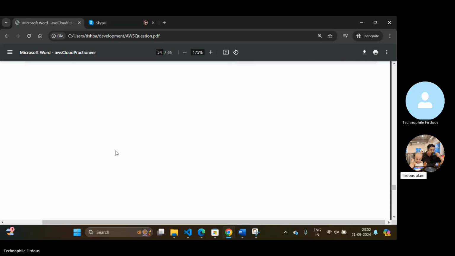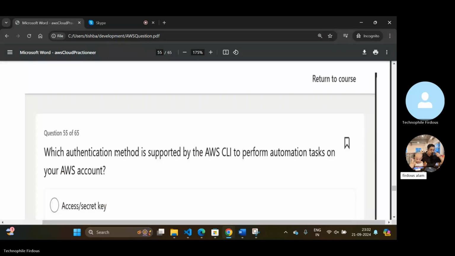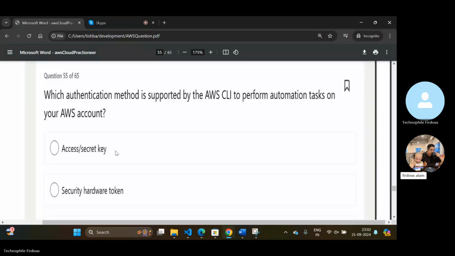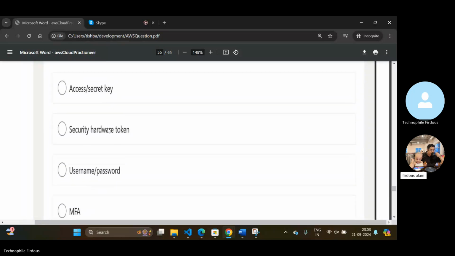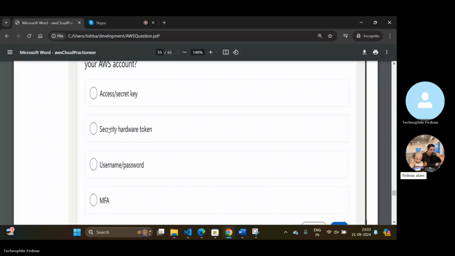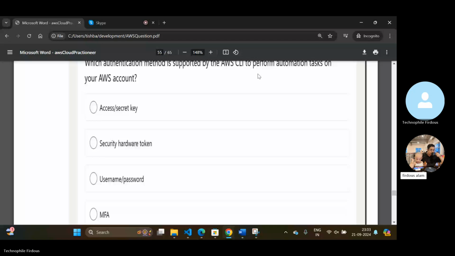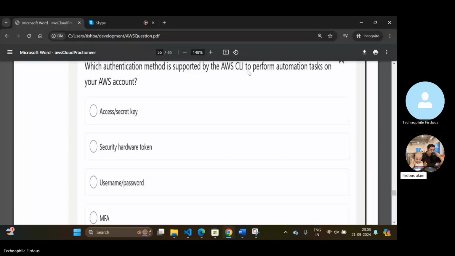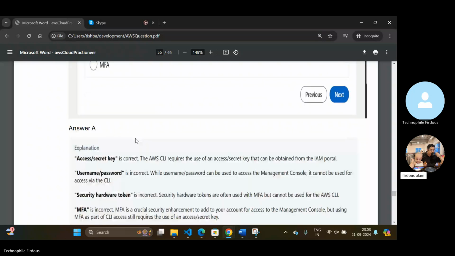Okay. Now let's move to the next question. Question number 55. We are on the last 10 questions. It's talking about which authentication method is supported by AWS CLI. If you want to authenticate through AWS CLI to perform automation tasks on your AWS account, out of these four, which authentication method is allowed by AWS CLI? So the answer would be access and secret key. This should be the correct answer. Okay, answer A. Let's see. Yeah, answer A. Why? You can see the explanation.